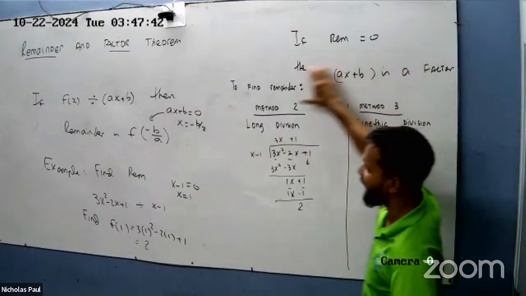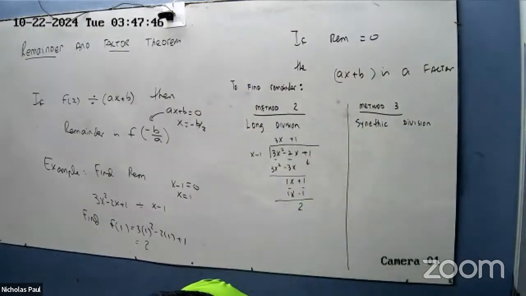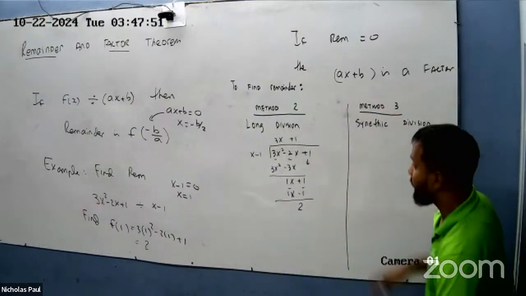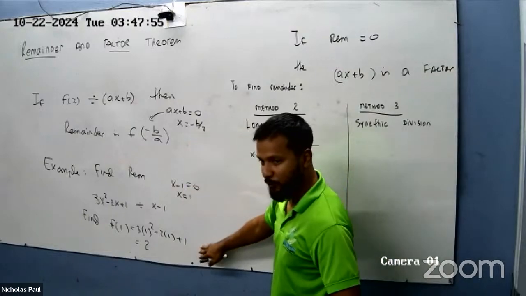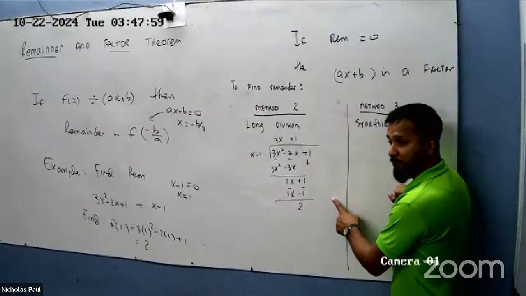But this rule still holds. This rule is connected to this. If the remainder is 0, then it's a factor, right? Even if this is 2, it doesn't matter. This rule still holds. Follow the long division, right?